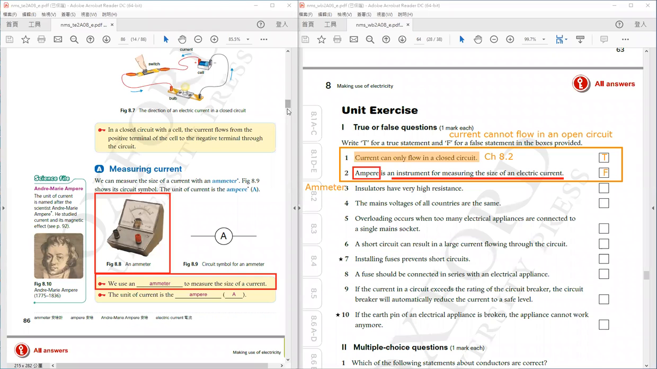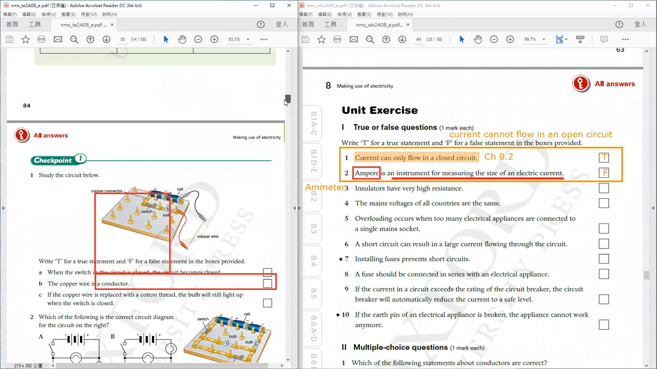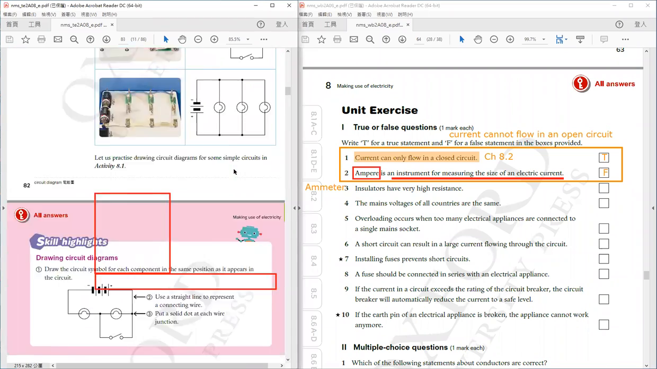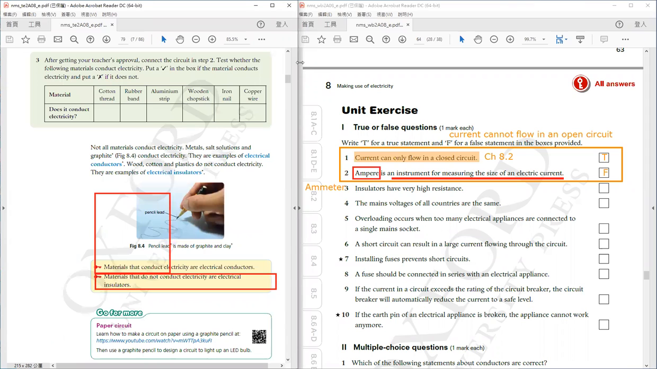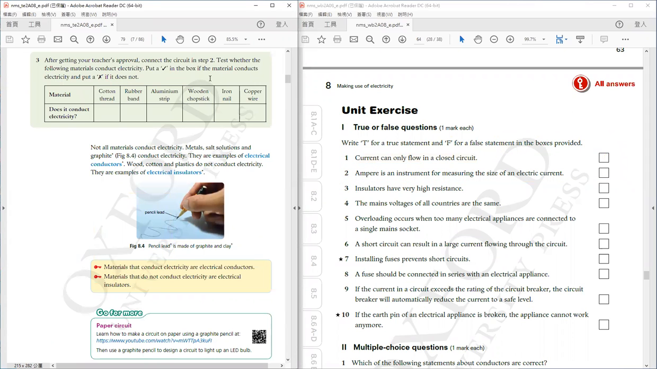So question 3, insulator, is the basic concept. For example, wood, cotton, plastic do not conduct electricity. That means they are electrical insulators. That means they have very high resistance. That's correct. True.